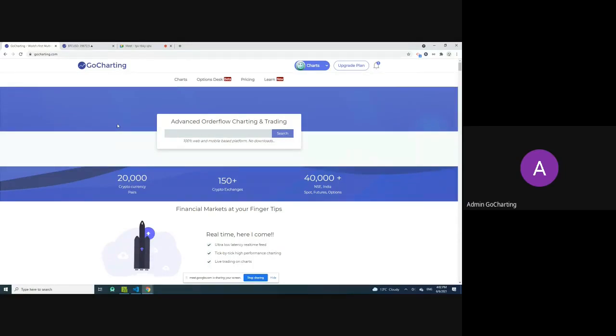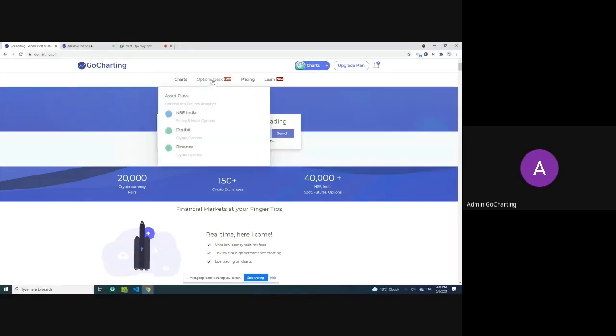It was supposed to be an impromptu session. The idea is to give you a quick introduction of the new platform that we have come up with called Options Desk. If you go to our homepage, on the top in the header, you will find our new platform called Options Desk, which is dedicated to options trading.